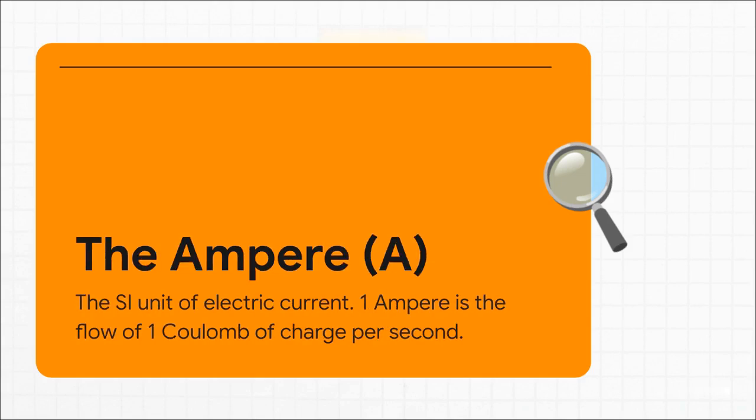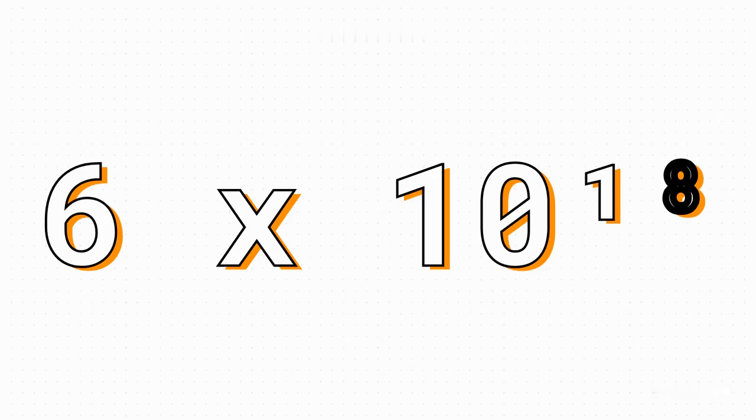So how do we measure this? We use a unit called the ampere, or amp for short. It's named after the French scientist André-Marie Ampère. And 1 amp is super easy to define. It's 1 coulomb of charge flowing past a point every single second. Simple as that. Okay, but what is a coulomb?